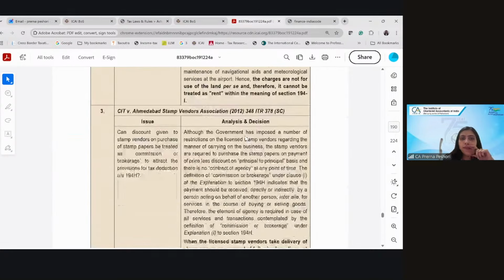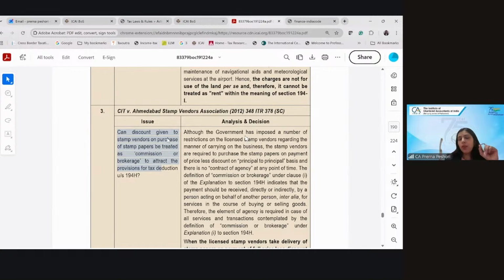So, the question before the Supreme Court in Ahmedabad Stamp Vendors Association was, can the discount given to the stamp vendors on purchase of stamp papers be treated as commission or brokerage so as to attract TDS under 194H? So what does it mean?